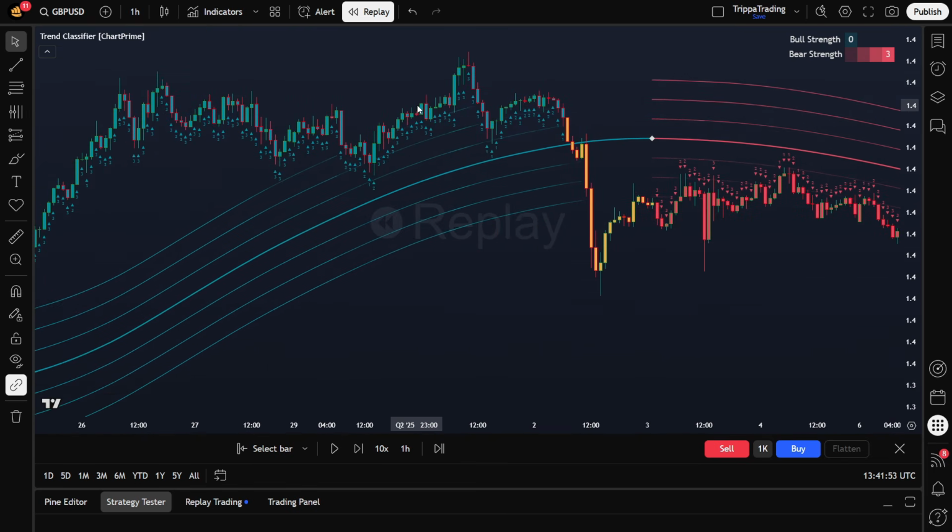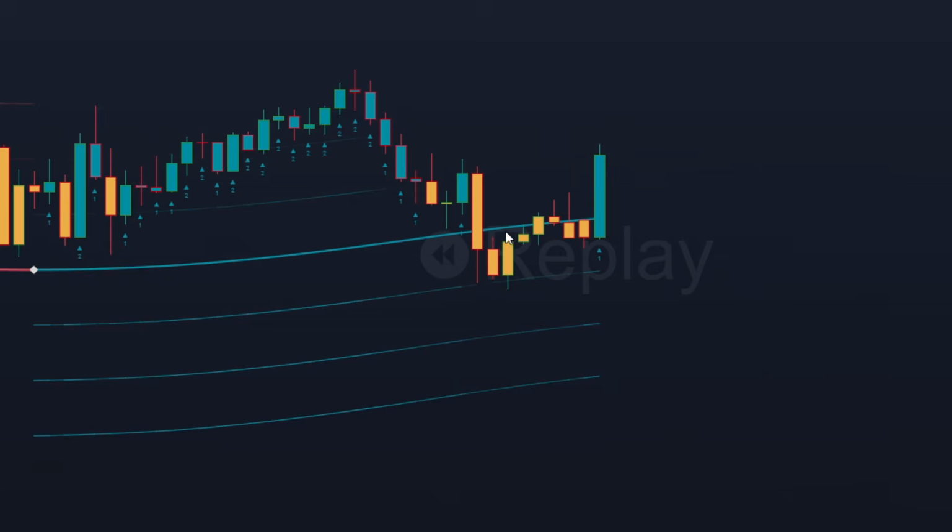Just adjust this based on your trading time frame. All right, now let's break down a complete trading strategy you can use with this indicator. Starting with a buy setup. Here's what you're looking for.